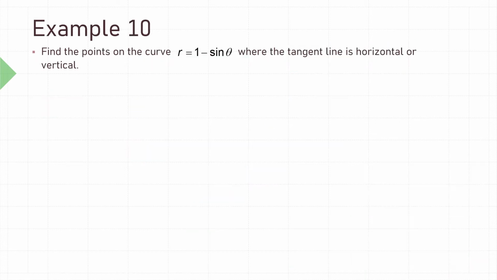Now, let's look at example 10 here. We have to find the points on the curve r equal to 1 minus sine theta where the tangent line is horizontal or vertical. Meaning we have to do one by one: where the tangent is horizontal and where the tangent is vertical. So let's do one by one. To do that, we firstly differentiate r. So we have dr over d theta, which is given by negative cos theta.